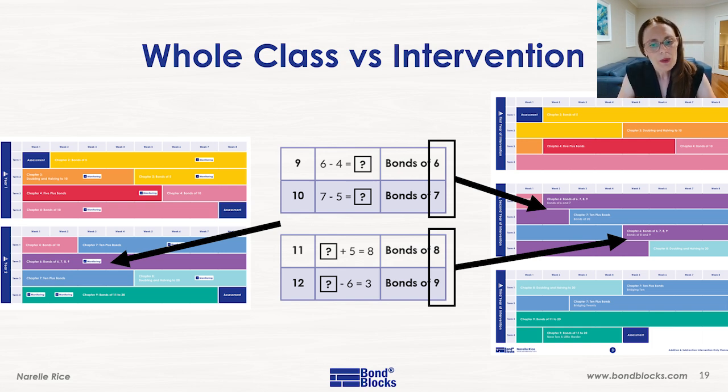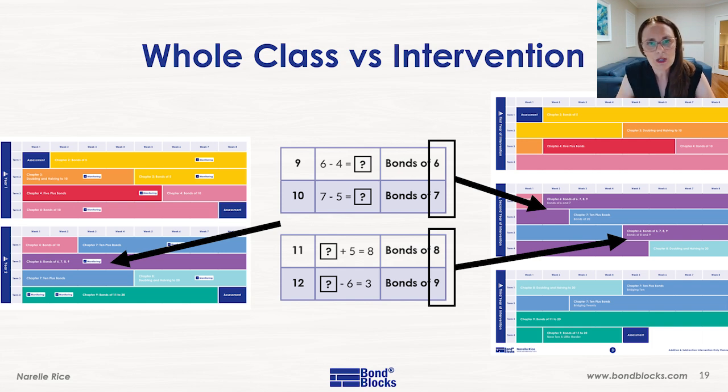The way this purple chapter is implemented is different for whole class teaching on the left than it is for the planner on the right, which is for intervention. For whole class teaching, the students just work through this chapter in one hit. Some of the activities are for 6 and 7, others are for bonds of 8 and 9. Children in Tier 1 can transfer those skills and they can learn that concept doing that.